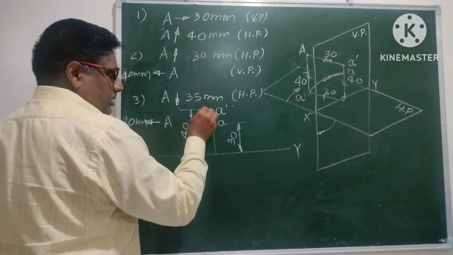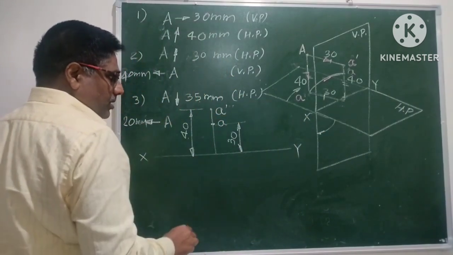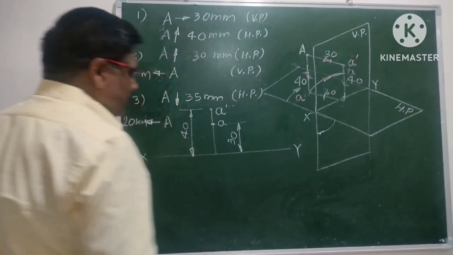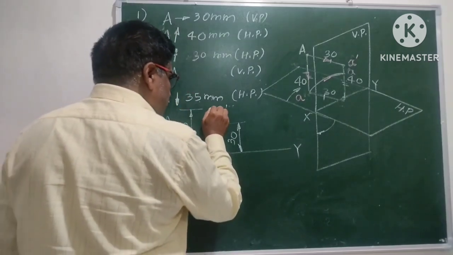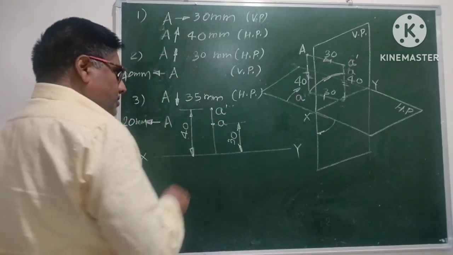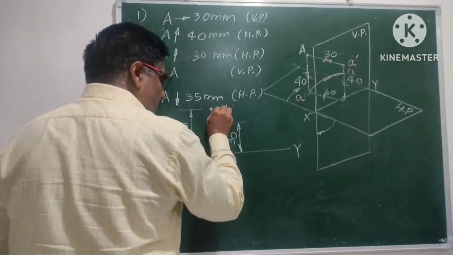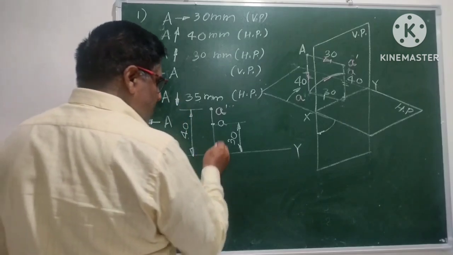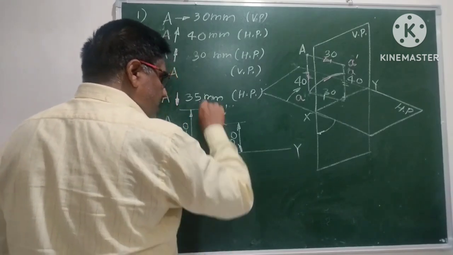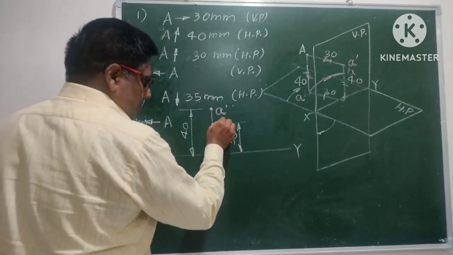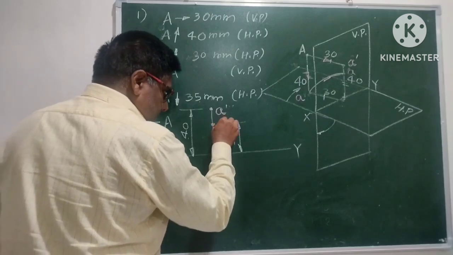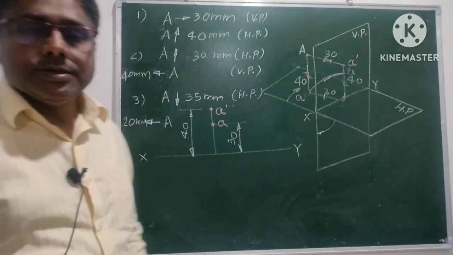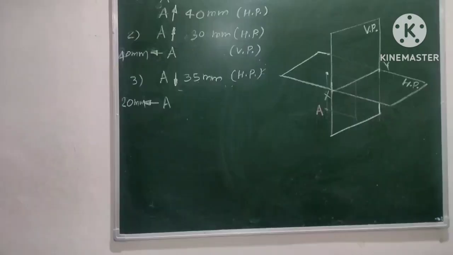This is the solution of this problem. This is the front view, a dash, 40 mm above xy, and this is the top view, 30 mm above xy. Okay, let us move to the third problem.